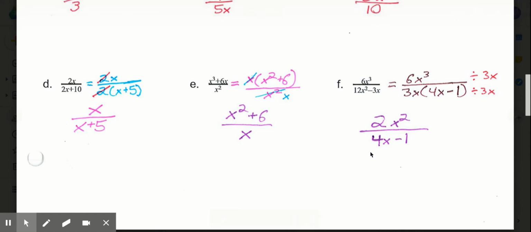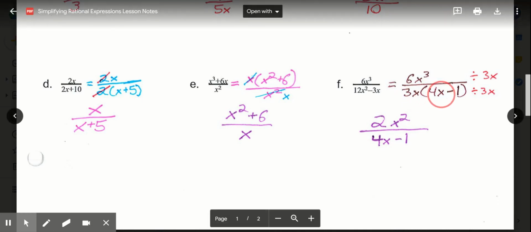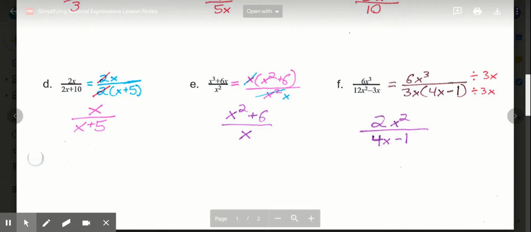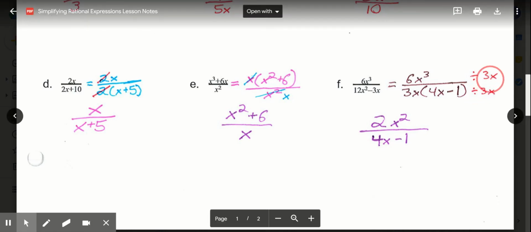And then in F, on bottom, 12x squared minus 3x, I can factor out a 3x. So if I factor out the 3x, that leaves me with 3x multiplied by 4x minus 1. On top, I still have 6x to the third. So then, top and bottom can both be divided by the 3x. The 3x here cancels, so I'm left with 4x minus 1 on bottom, and 6x to the third divided by 3x to the first gives me 2x squared.